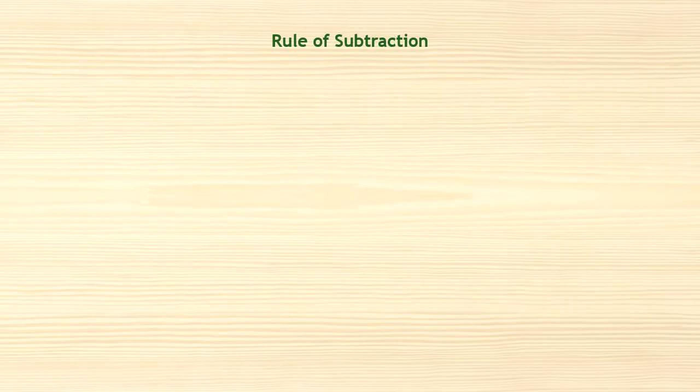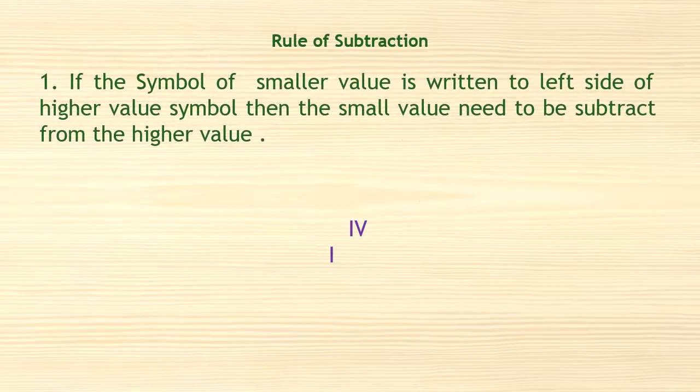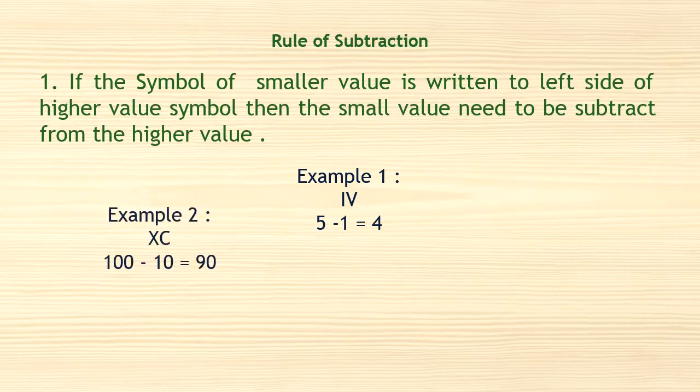Rule number 3, rule of subtraction. If a smaller value symbol is followed by a higher value symbol, in other words, if the smaller value is written to the left side of the higher value, then it should be subtracted from the higher value. Example, take 4 written as symbol I followed by V, which is 1 followed by 5. So 5 minus 1 is 4. Likewise for number 90, which can be written as 10 subtracted from 100. And for number 400 written as C followed by D, 500 minus 100 is 400.